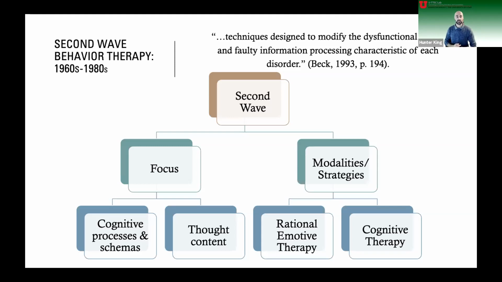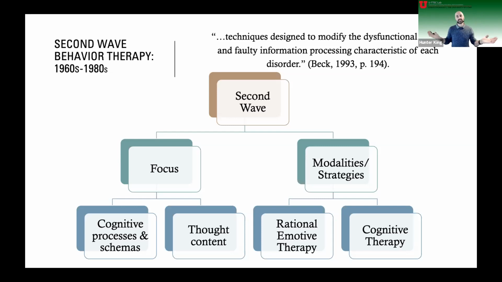In second wave behavior therapies, we're now in cognitive and cognitive behavior therapy. Still in first order change, okay? This definition up here by Aaron Beck really contextualizes what I mean by first order change. I'm gonna read this definition and I want you to listen to some of the words I say and how that might relate to first order change. Techniques designed to modify the dysfunctional beliefs and faulty information processing characteristic of each disorder. So modify something because it's perceived as problematic. Dysfunctional, well, that sounds like something's a problem too. So does the word faulty.